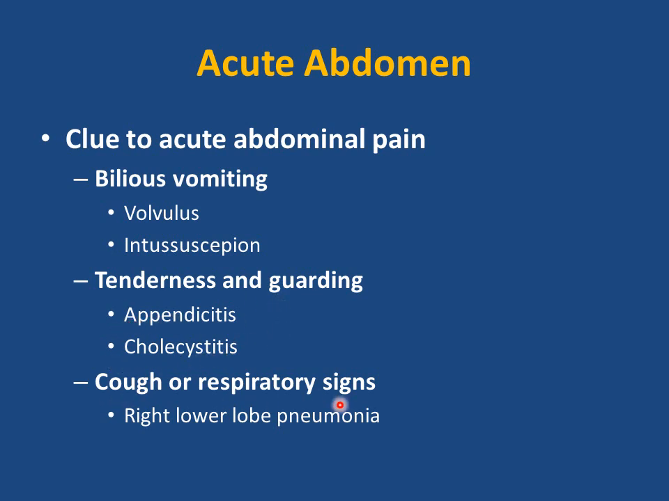Cough and respiratory symptom, for example, a patient with right lower lobe pneumonia may present with abdominal pain even with no cough and respiratory signs, and sometimes found incidentally when they do CT scan for the appendix and they find the right lower lobe pneumonia incidentally in the CT scan.